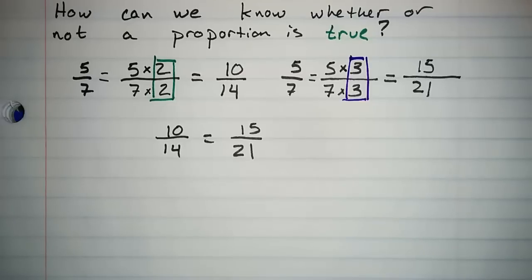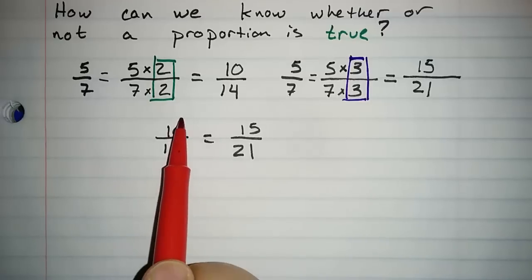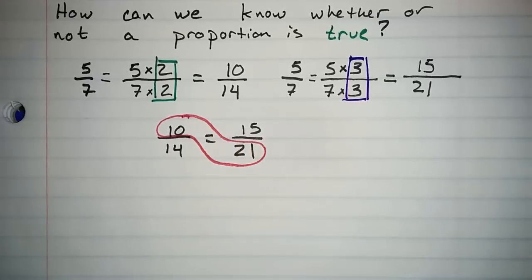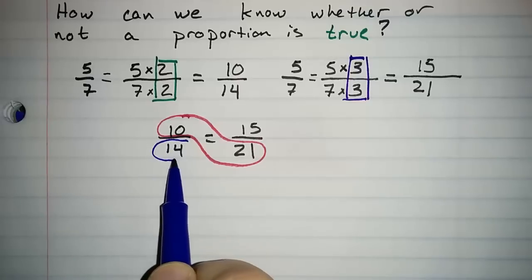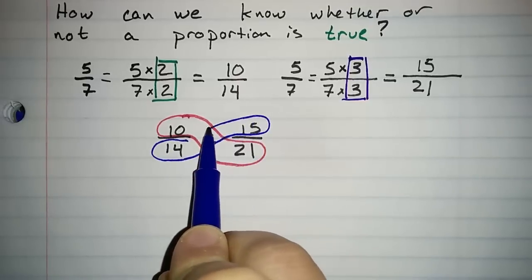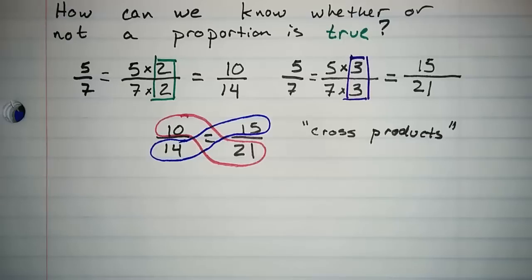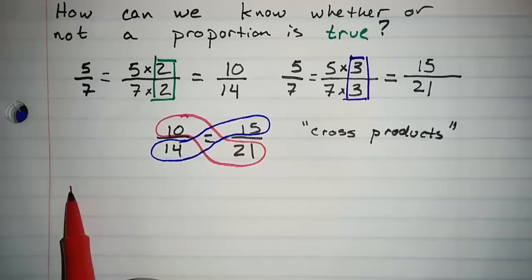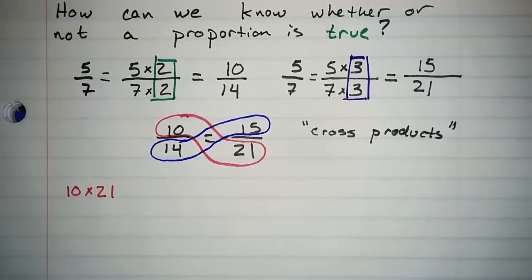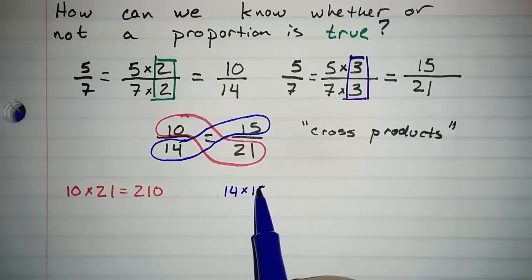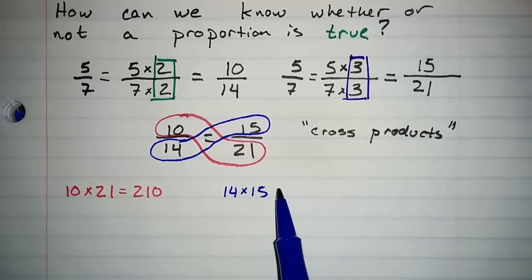Ready? What we're going to do is look at what happens when we multiply the first numerator by the second denominator, and look at what happens when we multiply the first denominator by the second numerator. These are called the cross products. One cross product, and it doesn't matter what order I take these in, by the way, will be 10 times 21. That's easy. That's 210. The other cross product will be 14 times 15. That's a little trickier. I'd better write that out off to the side.